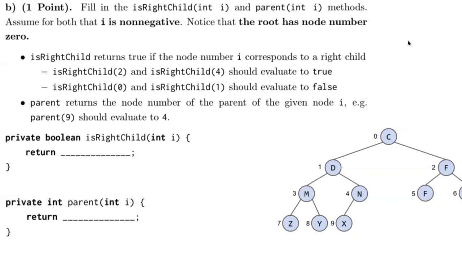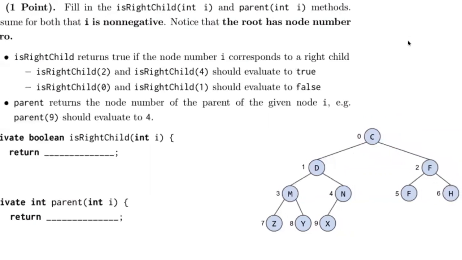So for is right child, first thing that we need to note is that 0 will always return false because 0 will always be the root and it can never be considered a right child. However, when we start going down the tree, we notice that all the right children have even node numbers. So F has an even node number, H has an even node number, N, Y. They all have even node numbers and they're all right children. All the left children have odd node numbers. So that's D, M, Z, X, and F over here. They all have odd node numbers and they're all left children. So that can be our condition for is right child.